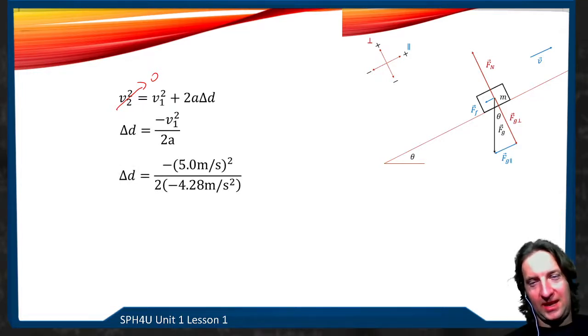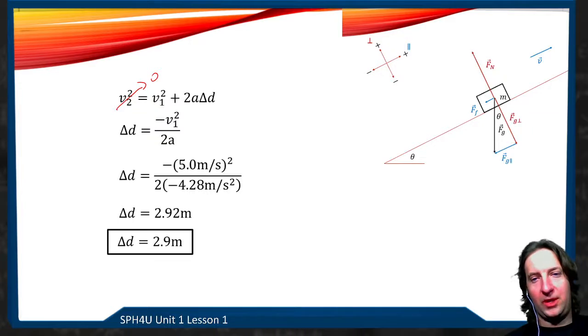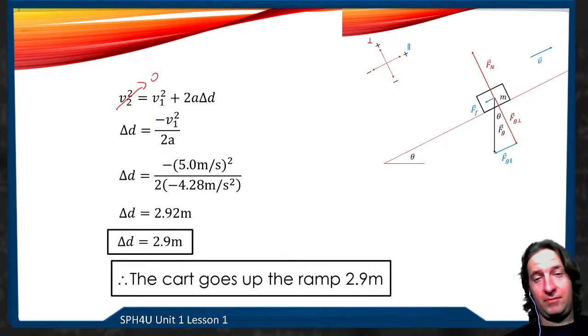Notice now, that negative is not inside the bracket. So it's negative 5 squared. So it's going to be negative 25 meters squared per second squared on top, divided by 2 times my acceleration that I calculated. So it's about 3 meters, 2.9 meters, rounding to 2 significant digits. Remember, significant digits. If you get stuck on that idea, go back to the videos there. And if you're still stuck, just send me a message. Okay? So therefore, Mr. Stone travels up the ramp about 3 meters.